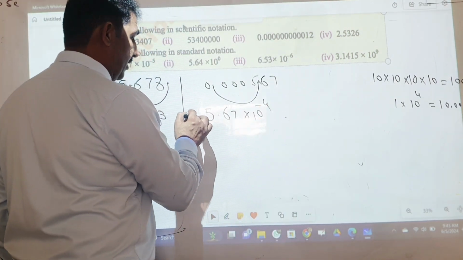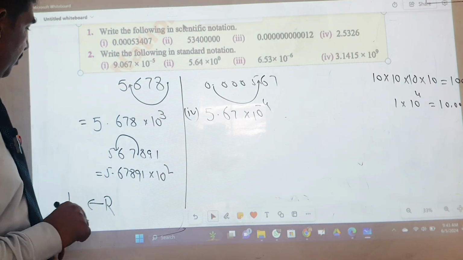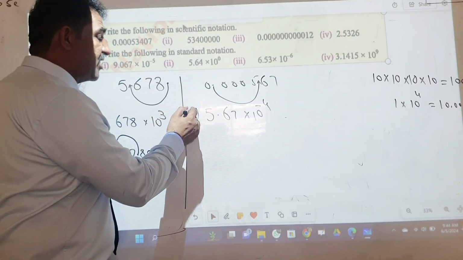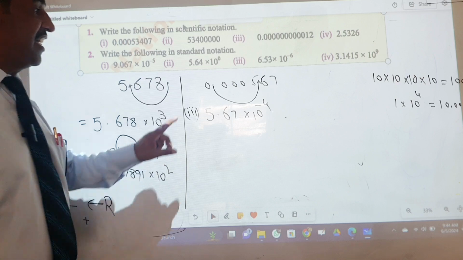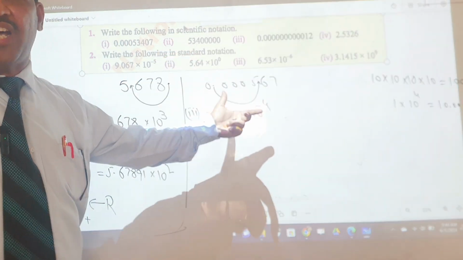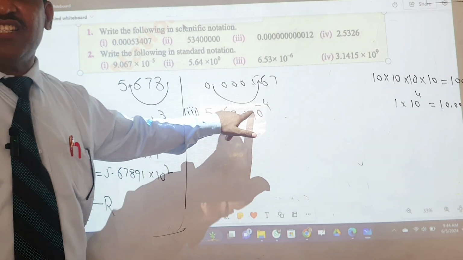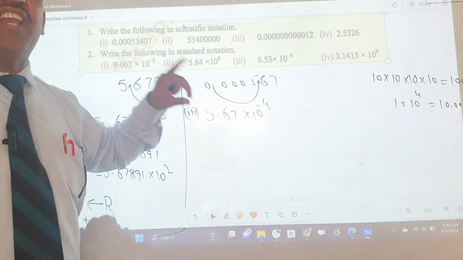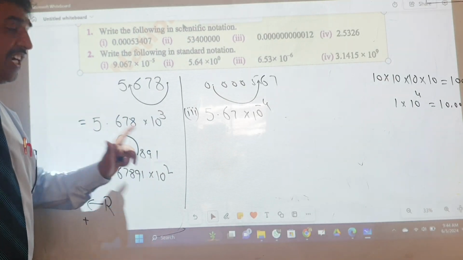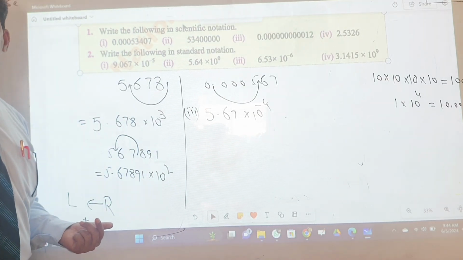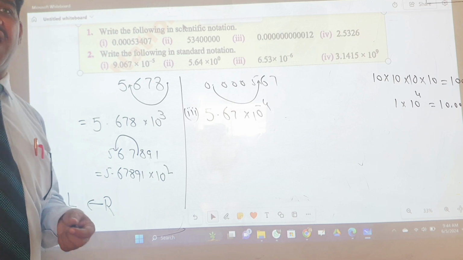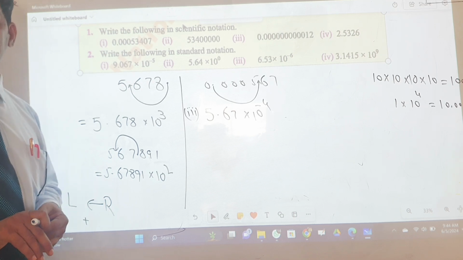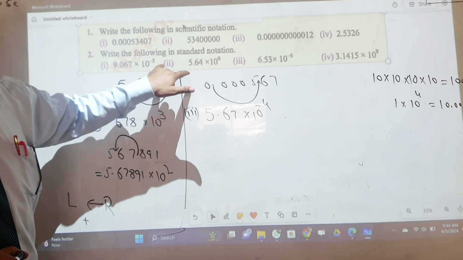Good. So 1, 2, and that is 3. So what do you understand about this one? Whenever the decimal point moves left to right, its exponent is negative. And whenever we write from right to left, the exponent is positive, which you were solving in the last day's test. Remember? So this is the main theory or main rule.